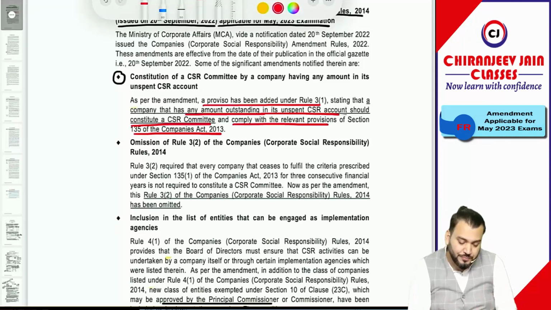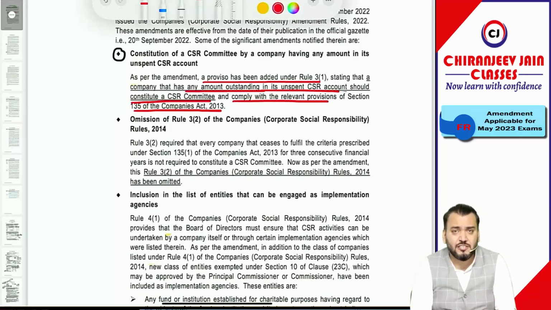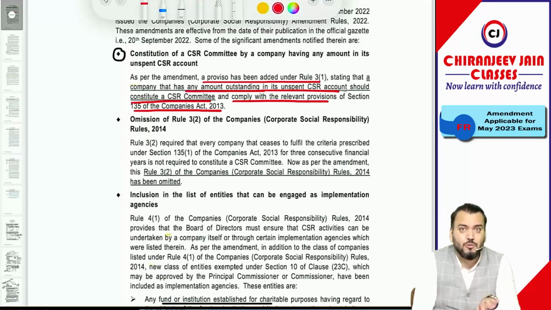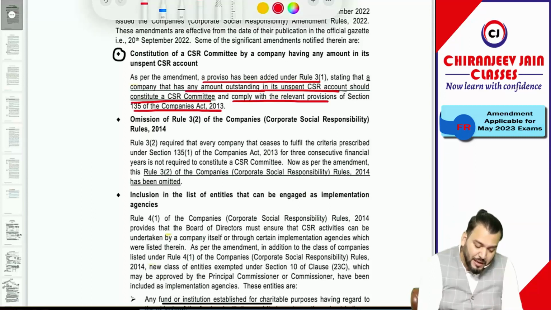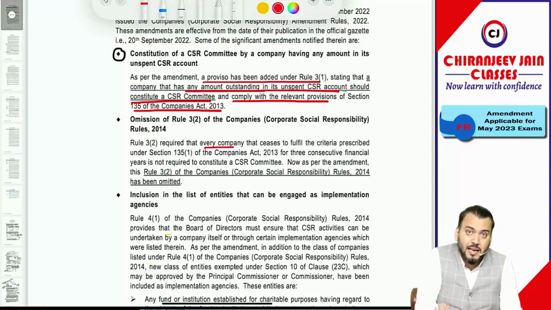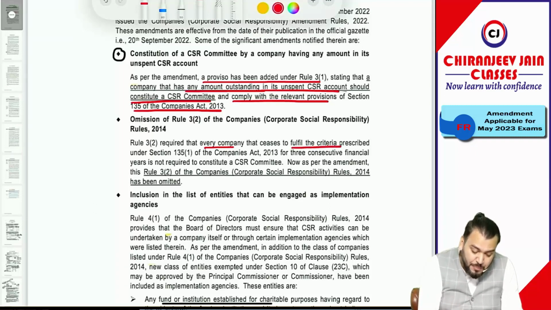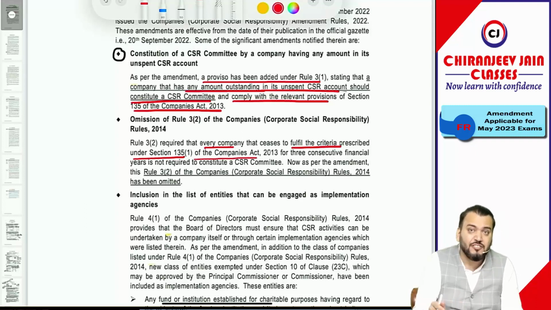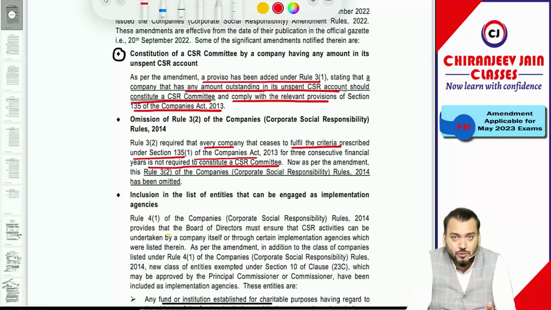Understood? Simple point. The second point we need to discuss about the amendment is the omission of one para in the rule. What is that point which was omitted? Previously there was one para given. The para was that every company that ceases to fulfill the criteria prescribed under section 135(1) of the Companies Act for 3 consecutive financial years is not required to constitute a CSR committee. Meaning if a company ceases to comply with the criteria given under section 135 of the Companies Act for 3 consecutive financial years, then they are not supposed to constitute a CSR committee.